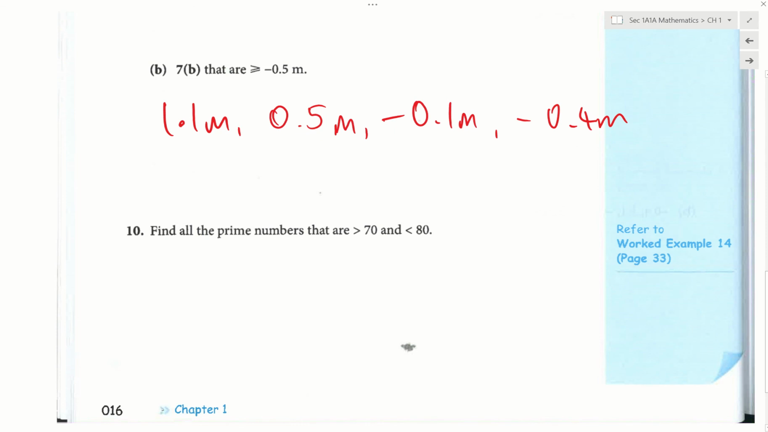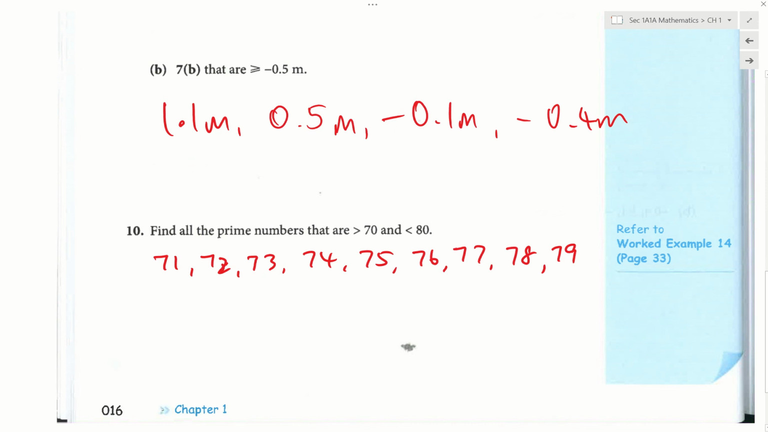So what is the prime number greater than 70 but less than 80? 71, 73, and... Okay, so I'm not sure. I listed all the numbers first. 71, 72, 73, 74, 75, 76, 77, 78, and 79. These are the numbers between 70 and 80, right? So I only want prime numbers.